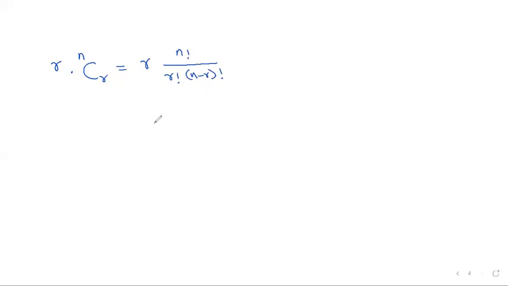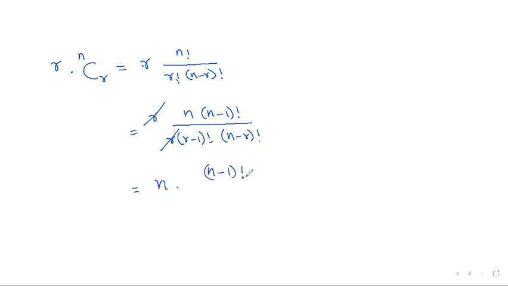Now see what I'm going to do in the next step. This r and this r factorial I can cancel. This r I'm writing as r into r minus 1 factorial. It will work, right? Yes, sir. So that this r will get cancelled. Now see the beauty. This became n into n minus 1 Cr minus 1. Cr can also be written. r minus 1, r minus 1.